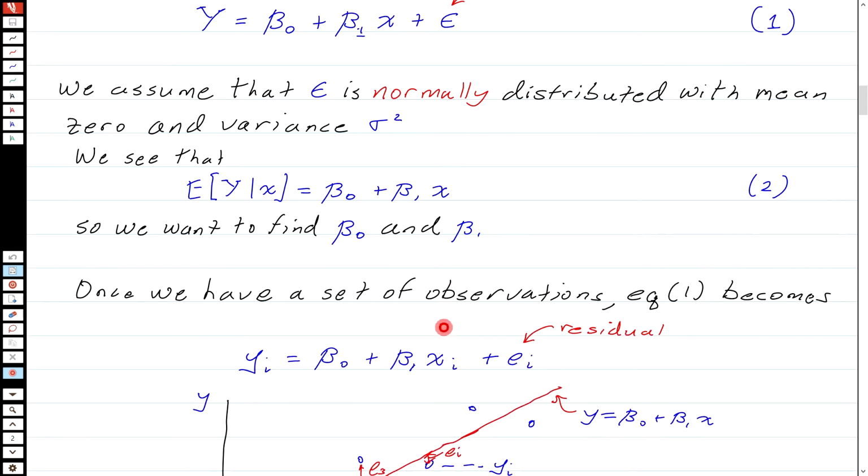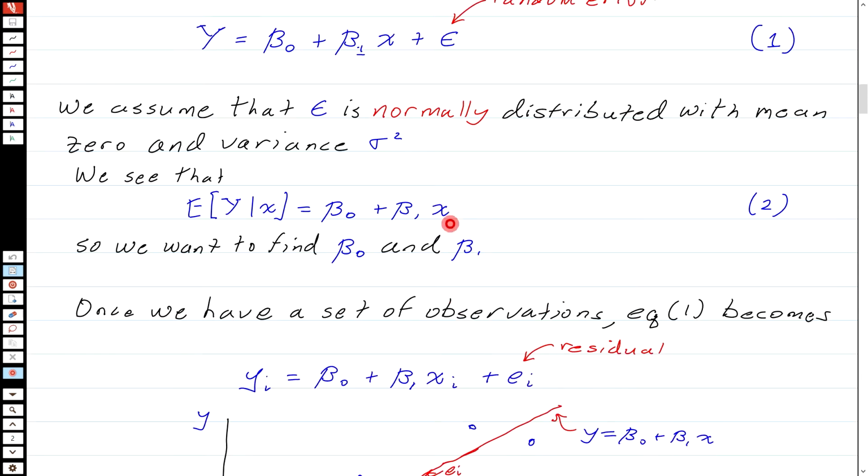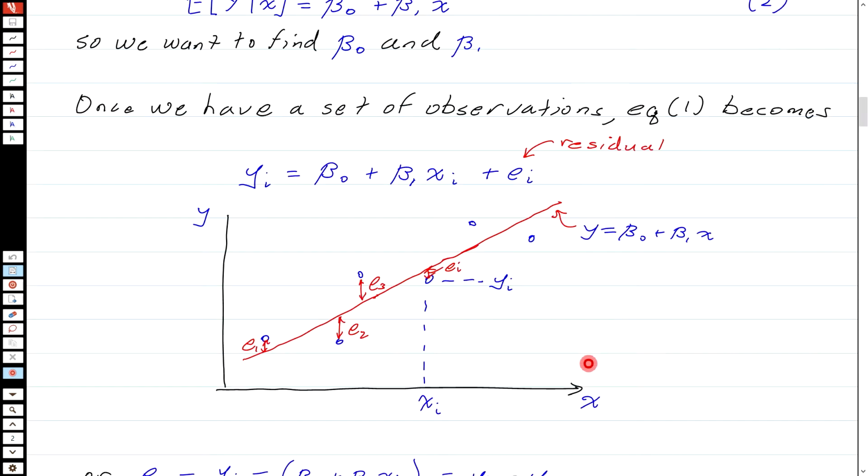Once we have obtained a set of observations, then equation 1, which is this random form up here, becomes a lowercase form. The x's in both cases are fixed, so they are non-random, but the y has this random component. And that random component now becomes what we call a residual, an observed error. And the y becomes an observation, so this is lowercase as well. So we get an expression now between our observed values of y, beta naught, beta 1, at each point xi, and some residual error.